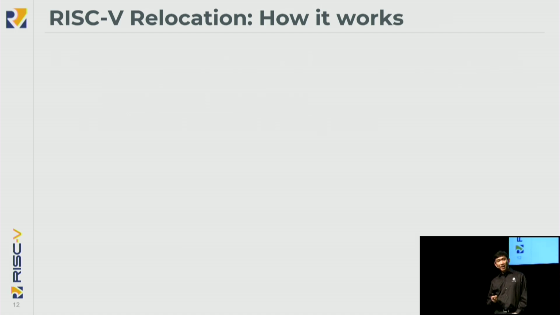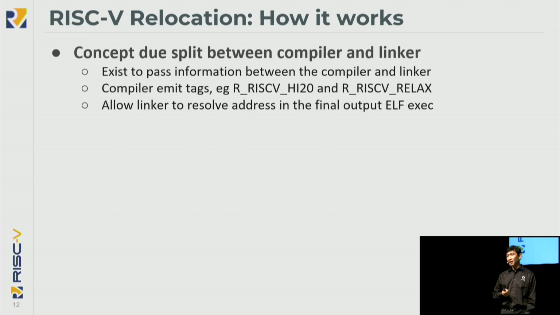One of the advantages or benefits of the RISC-V toolchain is this concept of relocation and relaxation. But before I jump into the relaxation part, let me start with relocation and how it works. The concept comes about because you have a split between the compiler and the linker. And the relocation scheme simply provides a means to pass some information from the compiler to the linker.